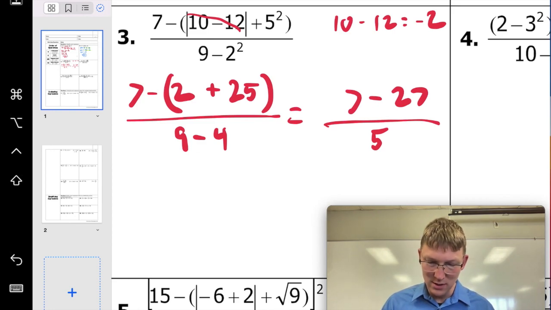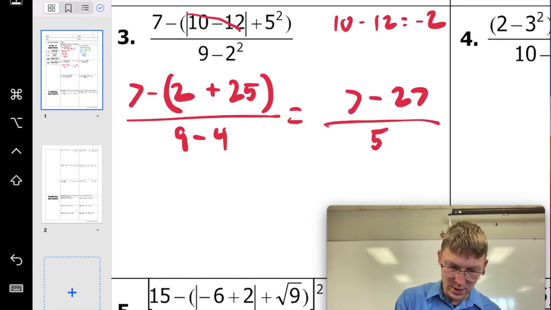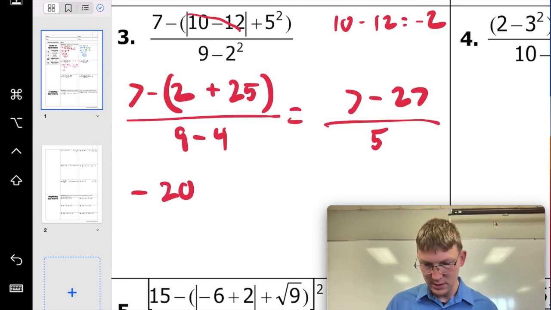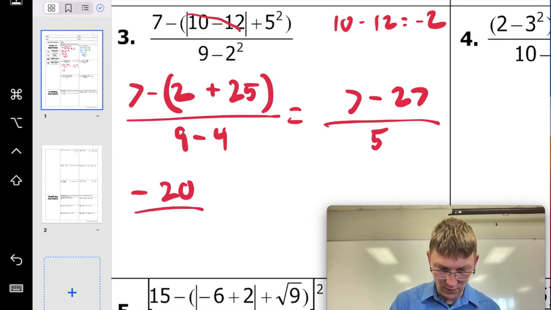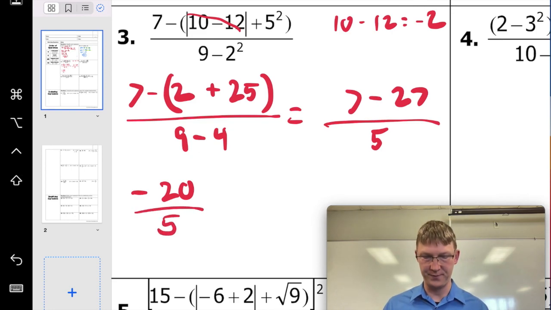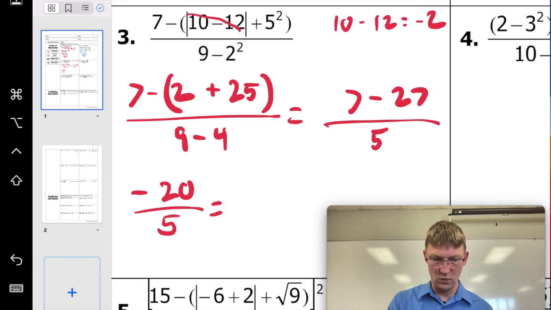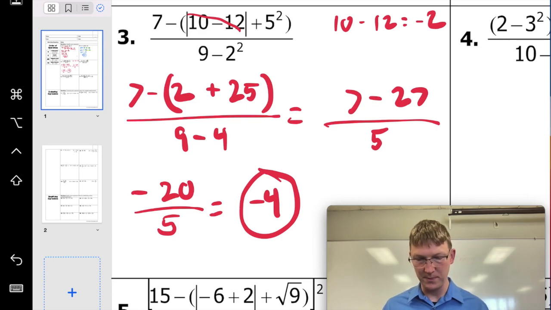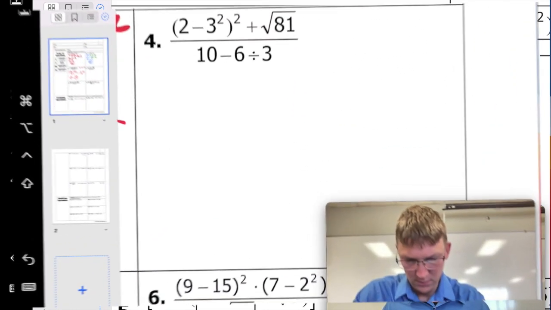Okay, so then we've got 7 minus 27. Those negative signs get a little weird, but we're going to end up with a negative 20 over 5, which then simplifies to negative 4. And there's your answer. Too easy, right?